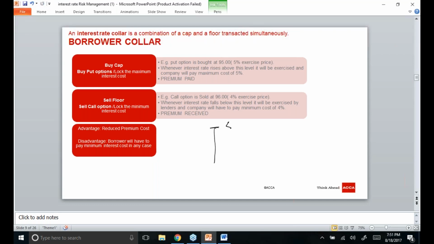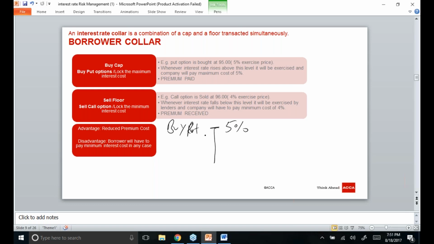So let's suppose at 5%, we have bought a put option. Why have we bought a put option? Because a borrower always buys a put option. Why does a borrower buy a put option? Because remember, in case of borrowing you have to pay interest. In case of paying interest, sell future, put option. So you will buy a put option in case of borrowing.